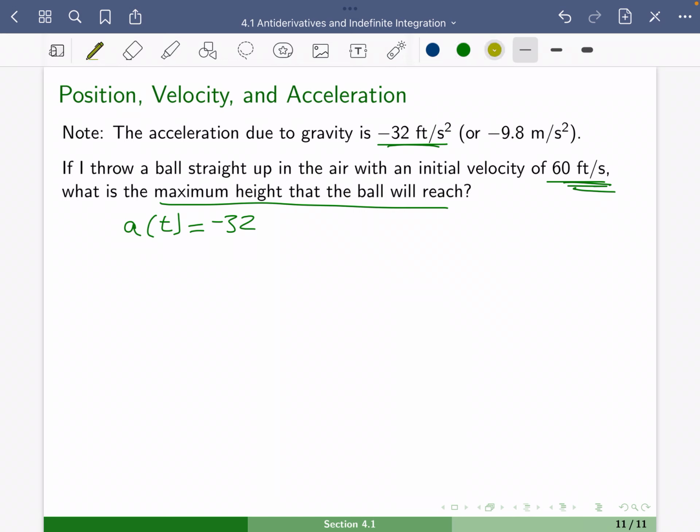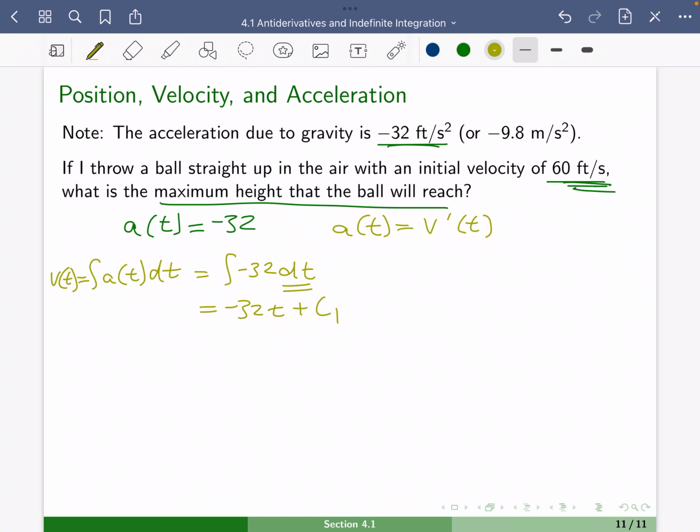If we were to integrate that, remember acceleration is the derivative of velocity. So if we were to integrate acceleration, it should be equal to velocity. And so we're integrating negative 32 with respect to time, so I'm using t as our variable. This will integrate to negative 32t plus some constant c1.